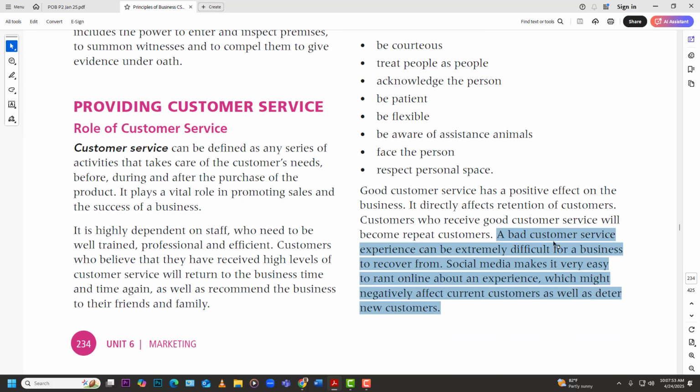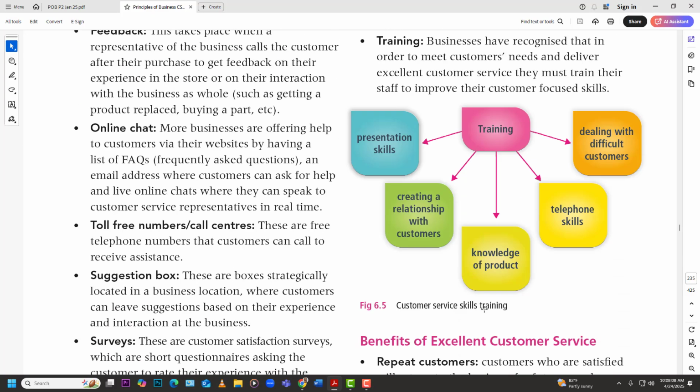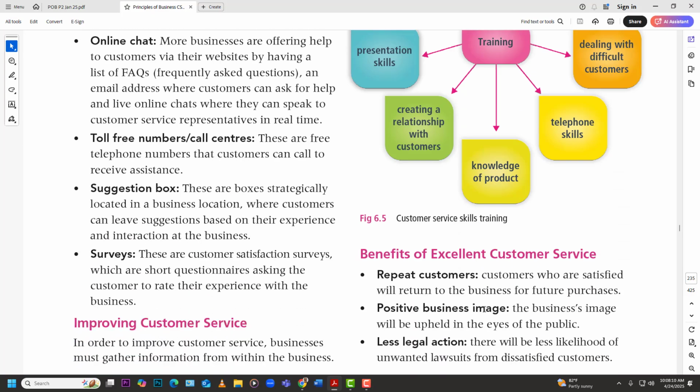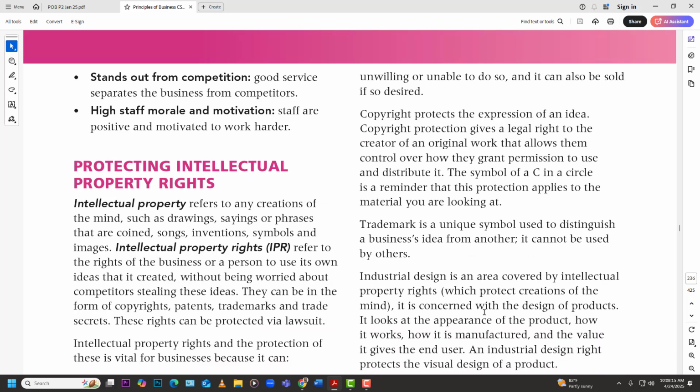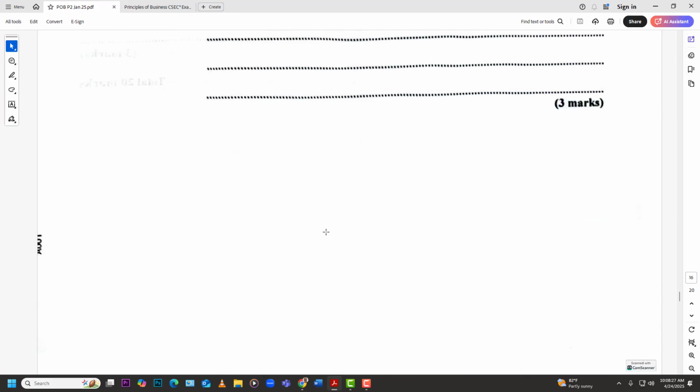Right here in the book, they say a bad customer service experience can be extremely difficult for a business to recover from. Social media makes it very easy to rant online about the experience. It might negatively affect your current customers as well as deter new customers. They say here that you can lose repeat customers. You can get a poor brand image. People can sue you, legal action. Your staff might want to quit. They might have poor morale because they're working for a business that people see as negative, right? So those are some ways in which it can impact you. You don't want that. 3 marks for that one.